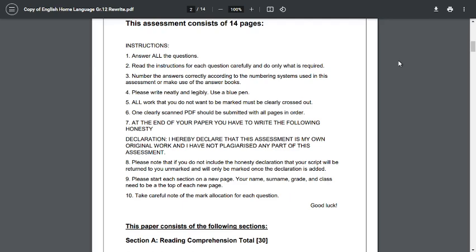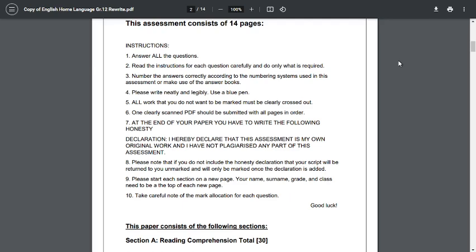Don't scribble it out because we still often like to look at what you were going to write, or if it was rough work or something like that. Just cross it out. So 2 lines from like the top left corner to the bottom right corner, if it's a paragraph, for instance, and if it's 1 sentence, then just 1 line through the center. 1 clearly scanned PDF should be submitted with all pages in order.